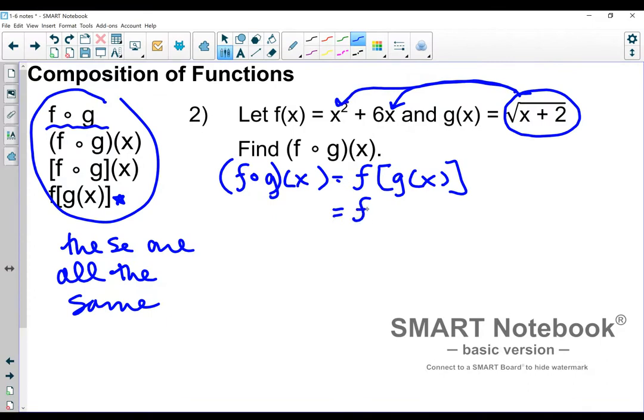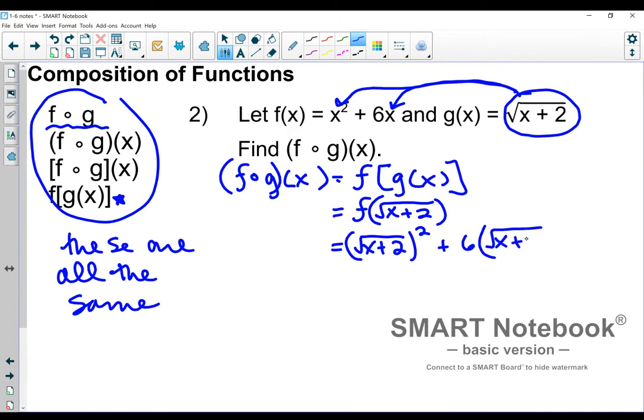So I'm finding f of that square root of x plus 2. So I'm taking the square root of x plus 2, and that's replacing all of my x's. So that means instead of x squared, I would have square root of x plus 2, quantity squared, plus 6 times, instead of x, I would have the square root of x plus 2. And then I would need to go ahead and simplify that. So here I have a square root and it's being squared, so that's just going to be x plus 2.